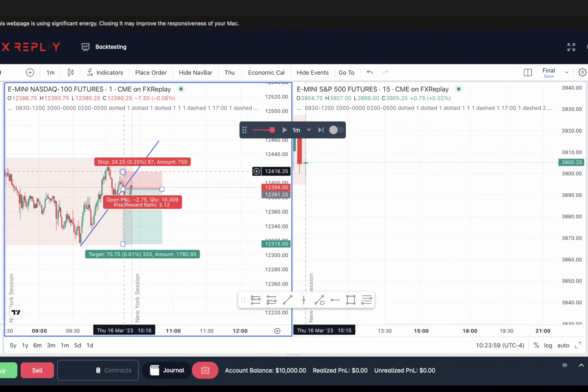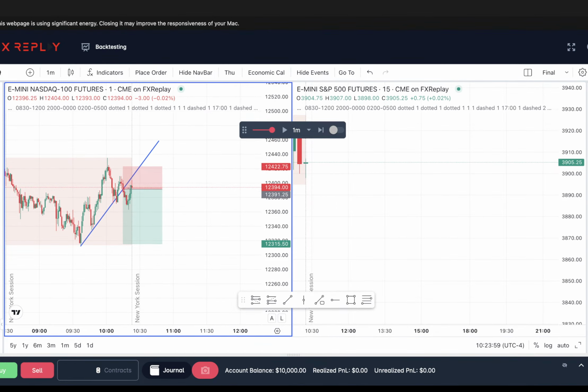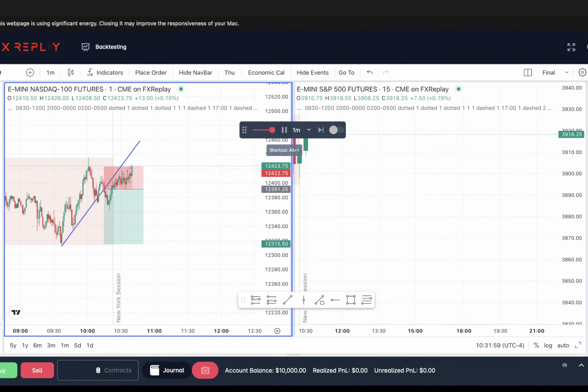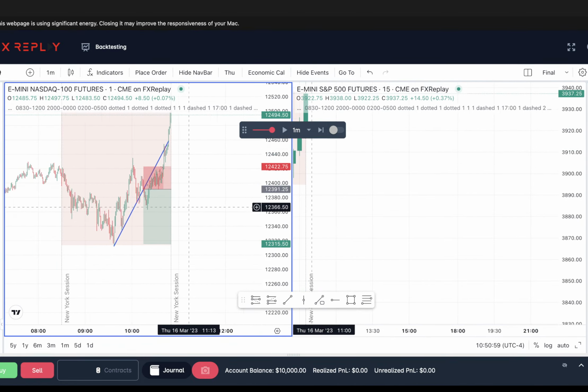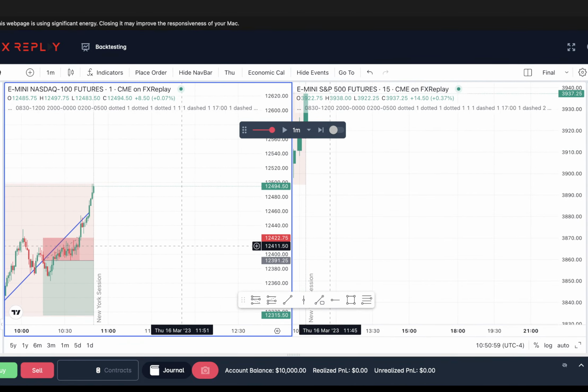I don't know, stop loss. As an ICT trader, I feel like my stop loss is a swing high or swing low. But yeah, you can just backtest different ones. See, we lost because, yeah. But yeah, there's just different strategies you can test with backtesting.